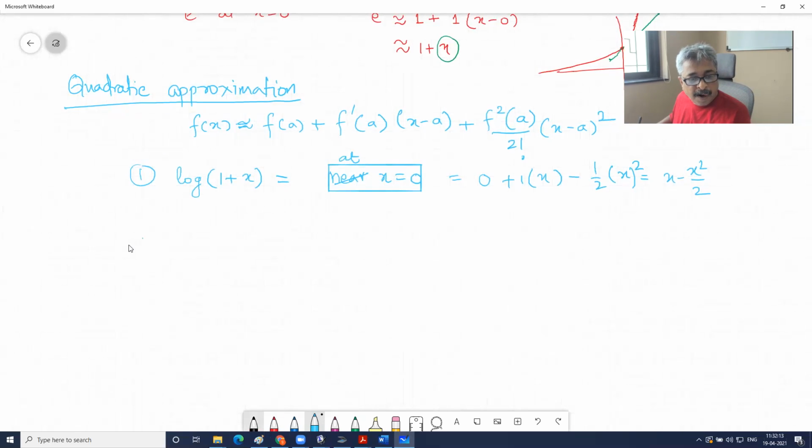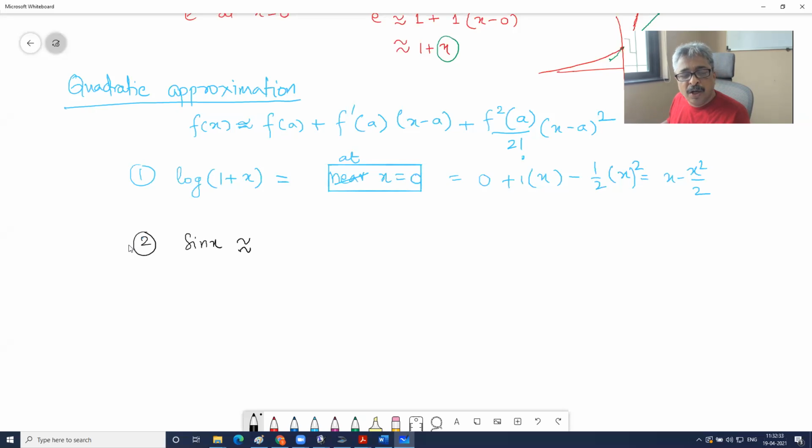Second, basic functions, sin x near x equal to 0. Sin x is approximately equal to... let us do all three algebraically first and then go to the sketching mode and see what the sketches are.